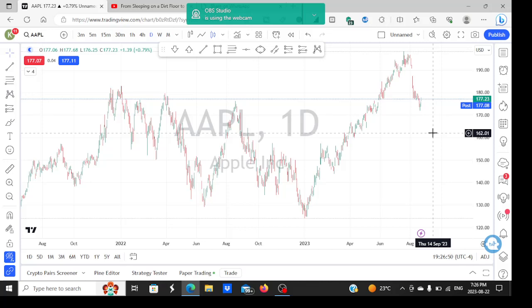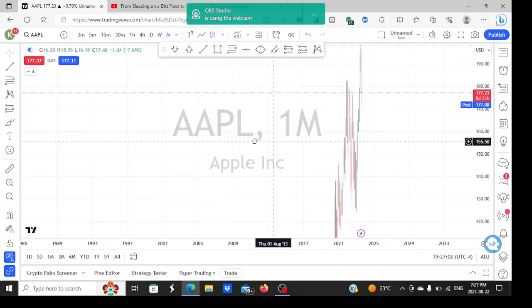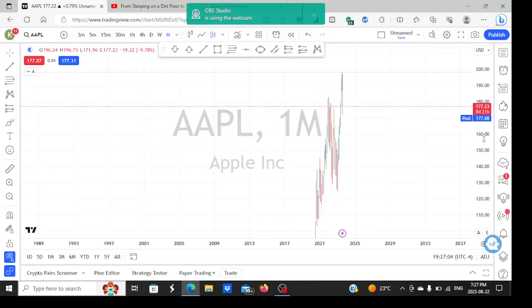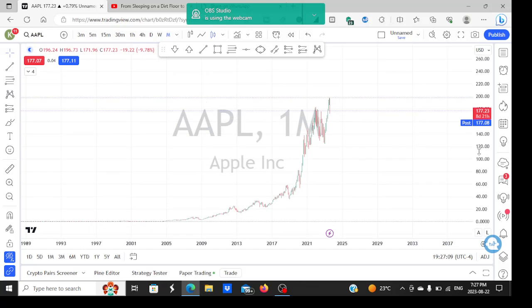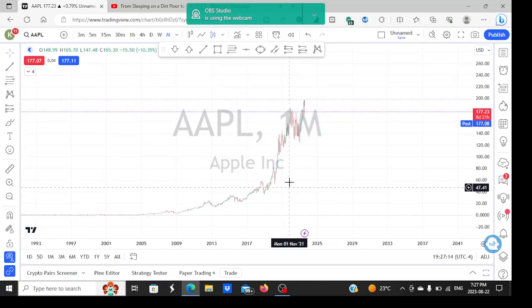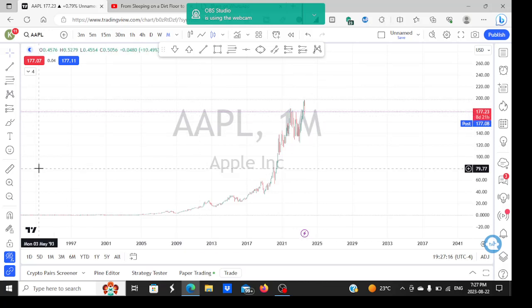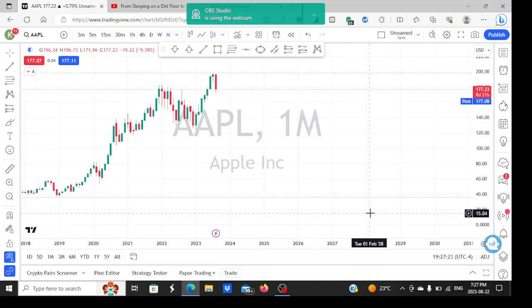So usually in my top-down analysis, I will start with the monthly, and in the monthly, I just want to see where the highest and lowest levels are that Apple has been in the monthly. So extremes are the highs and the lows for the monthly chart.